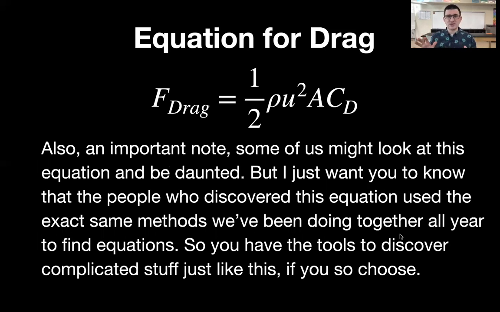The last thing I want to talk about is some people, when they see this equation, they freak out. They're like, oh my gosh, there's a squared in there. There's a 1/2 in there. There's so many variables. And what I want you to understand is that the people who developed this equation use the exact same methods that we've been using in class to develop equations. So you could, if you wanted to, go to an aerospace engineering lab and do enough experiments to get this equation. You have the capability of deriving something that's complicated and scary like this.